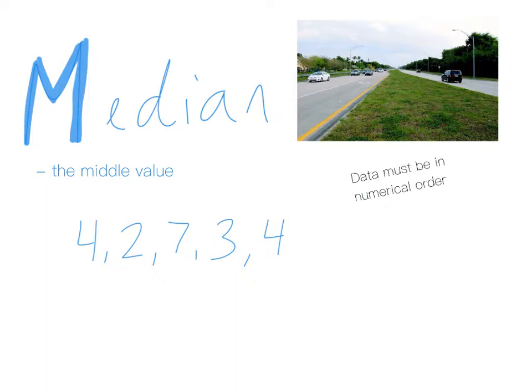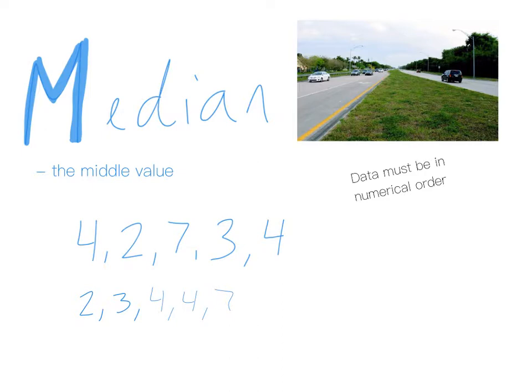The data has to be ordered. Data must be in numerical order. So let's put this into numerical order. What's the lowest value? 2. And then 3. And then I've got a 4, but I have another one. So does it matter which one comes first? No, because they're both 4, right? So 4, and then 4 again. And then lastly, I've got 7.